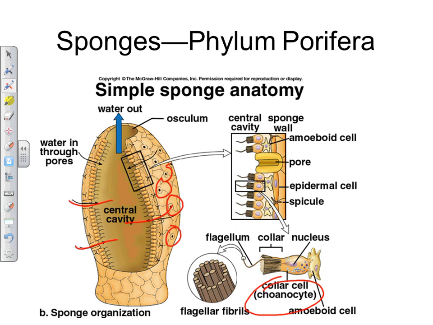Then the water that it's filtered goes out the top. There's a big hole at the top, and it's called the osculum. So in through the pores, filtered by the collar cells, out through the top. That's sort of the way it works.